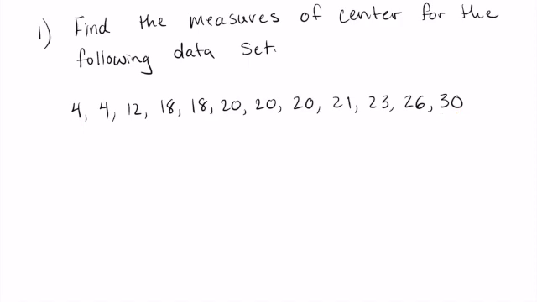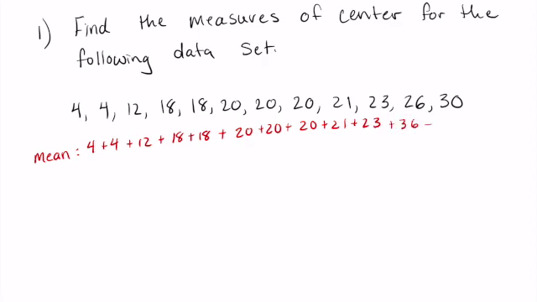So when I find the mean, what I want to do is take each number and add them. Most of you are going to do this in your calculator, and I'm just going to do 4 plus 4 plus 12 plus 18 plus 18 plus 20, plus 20 plus 20 plus 21, and I'm going to add all of these numbers up.